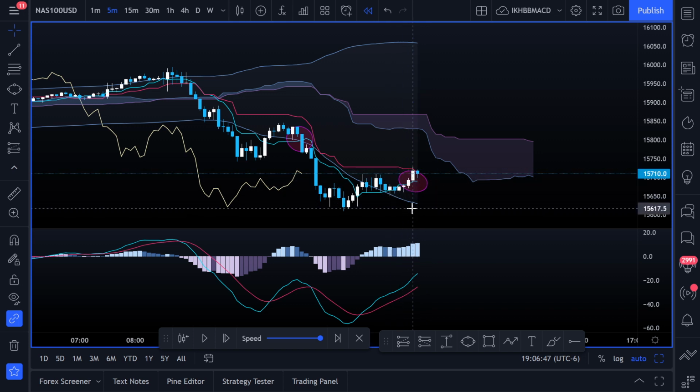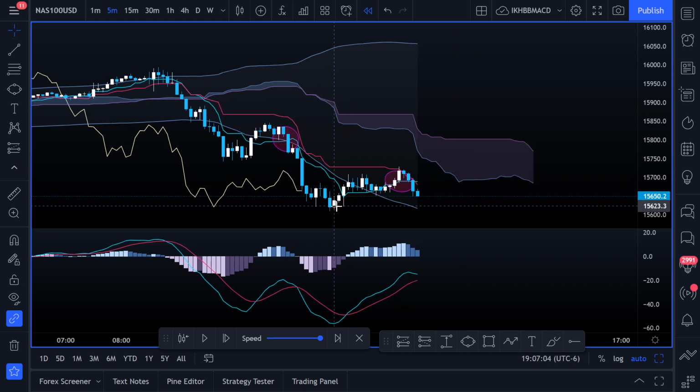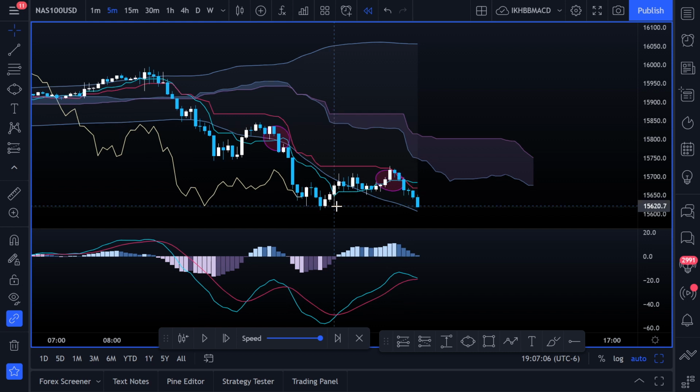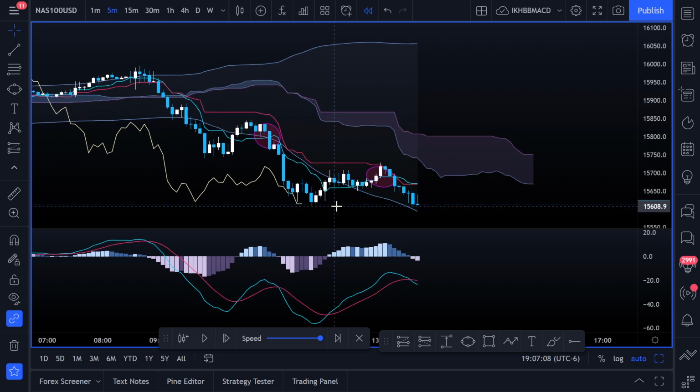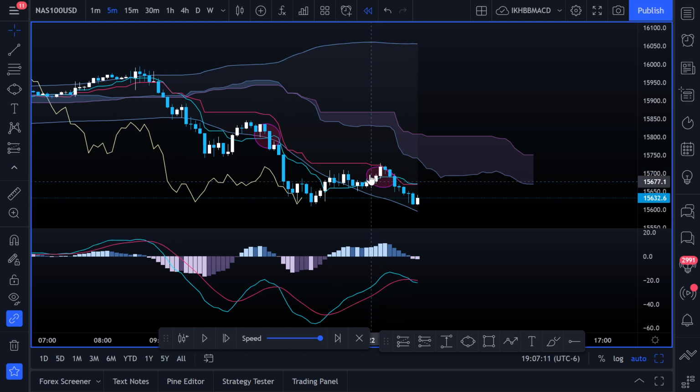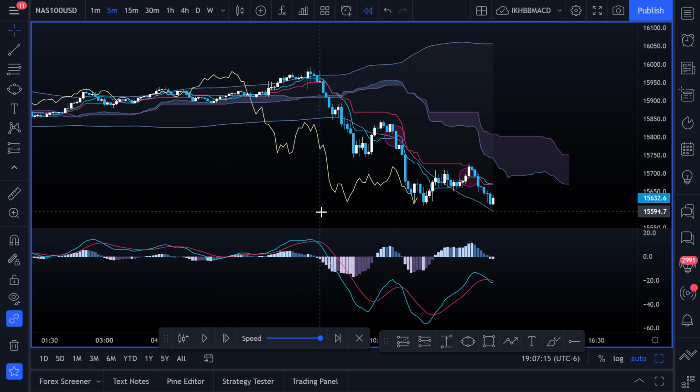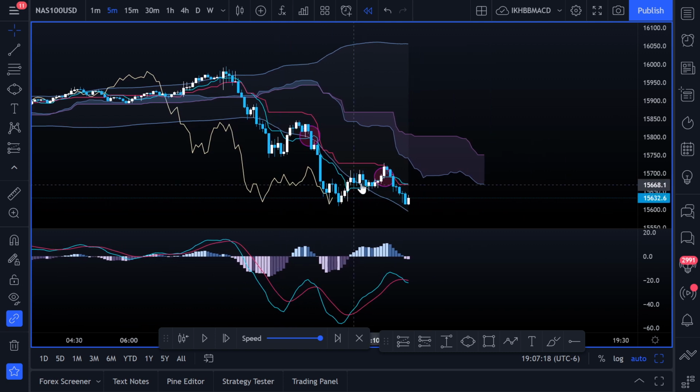Why did I exit that trade? I exited the trade because Chikou span was getting closer to the price, so I thought it was very likely to go sideways or reverse to the upside. Let's move a few bars further. So as you can see, I exited the trade too early. I should have stayed in the trade for longer because the price kept on going lower.